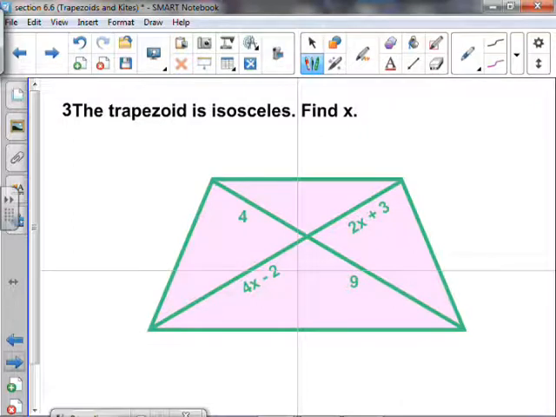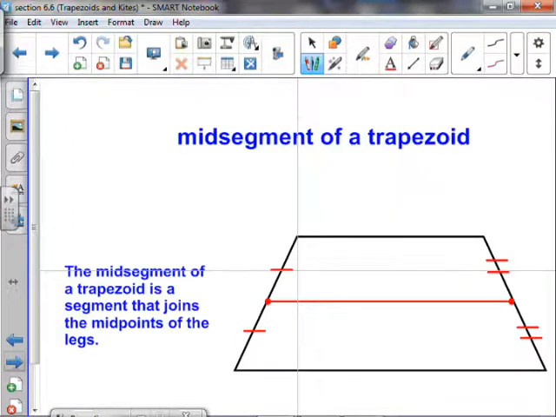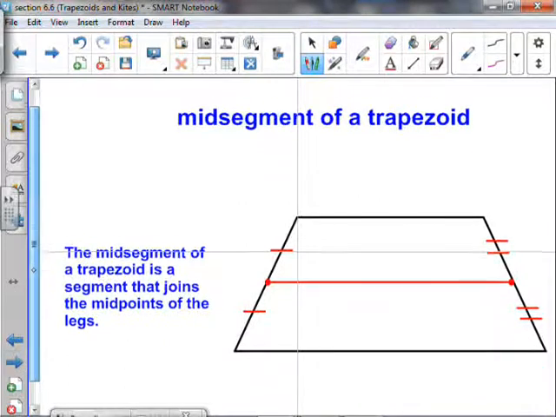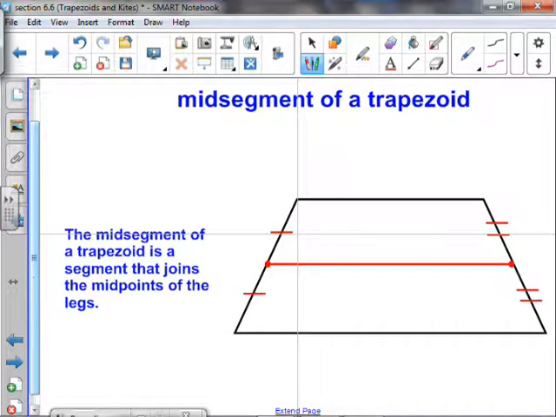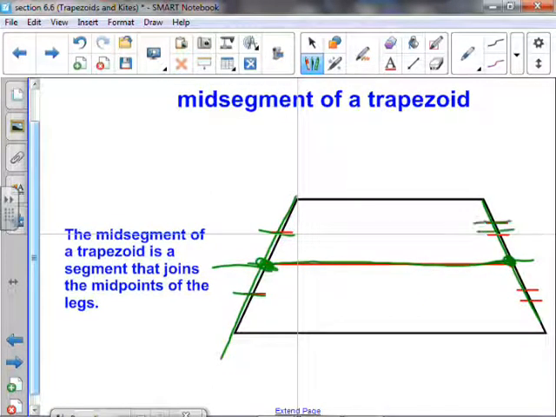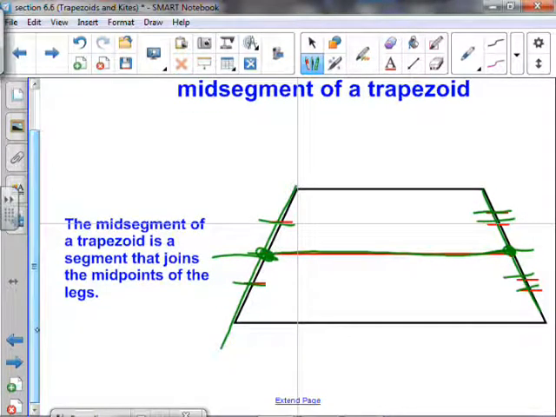Okay, I'm going to leave this one for you, and we're going to talk about the mid-segment of a trapezoid real quick. The mid-segment of a trapezoid is the segment that joins the midpoints of the legs. Very simple. We take the two legs, we chop them in half, and we put a point right there. We take this leg, we chop it in half, we put a point right there, and then we just join those two points. So you know that this and this will be the same, and these will also be congruent. Pretty straightforward.